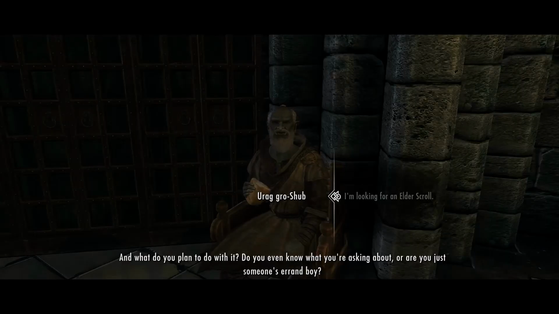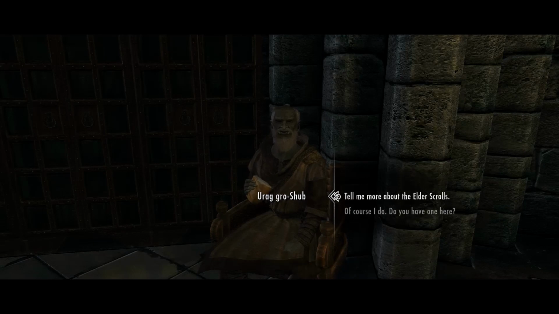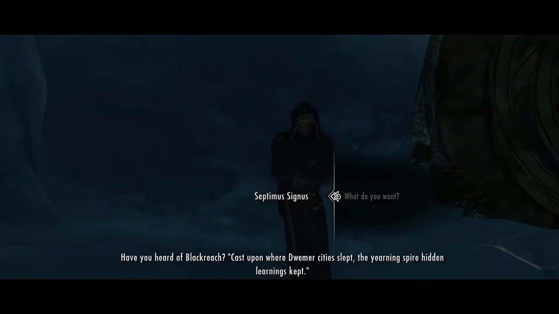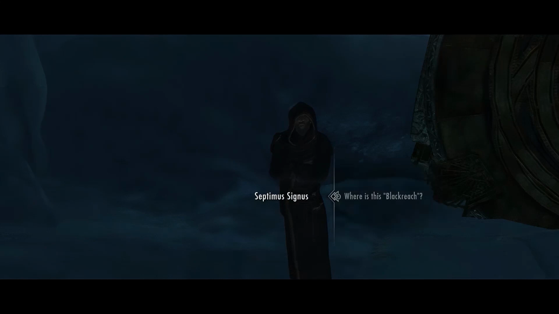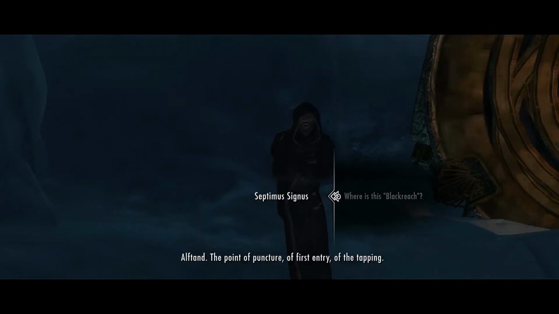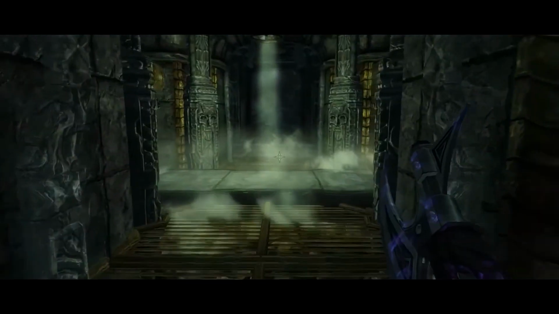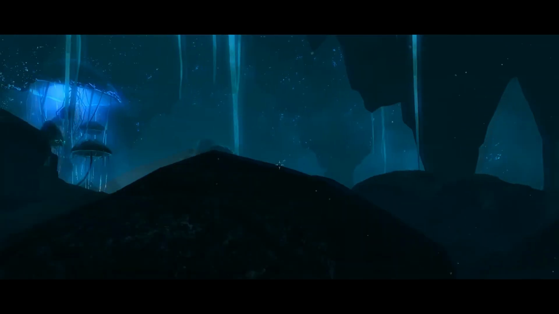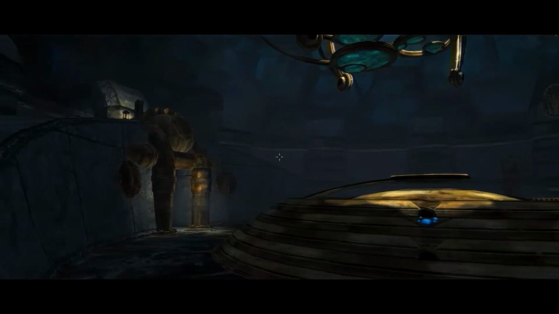In the College of Magic, the librarian explains that Elder Scrolls are very hard to find, so the only man who can really help us is Septimus Signus, who lives in the northern part of Skyrim. This man who has studied Elder Scrolls has gone insane because the nature of the Elder Scrolls drives anyone who tries to understand them insane. But fortunately for us, it won't drive us crazy, so we actually don't care about it. Septimus says that one of the Elder Scrolls is in the ancient Dwemer city of Blackreach. We go there, find the Mzark, then Blackreach itself, and then the Elder Scroll.